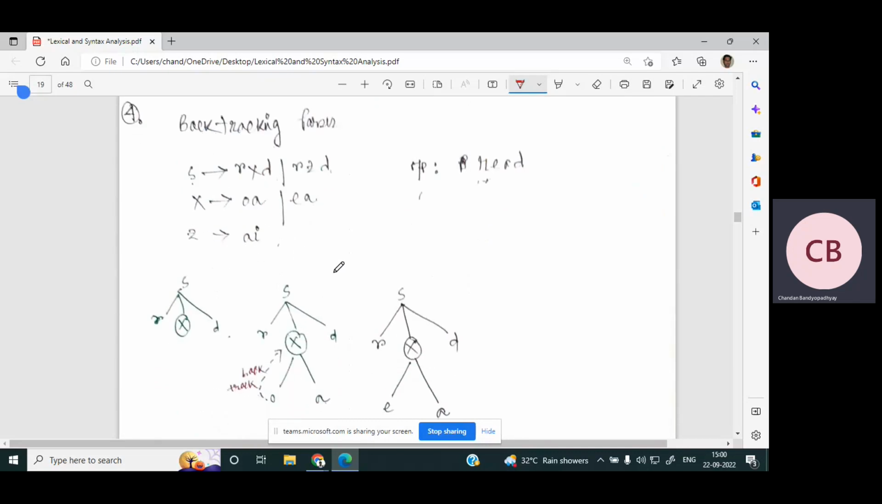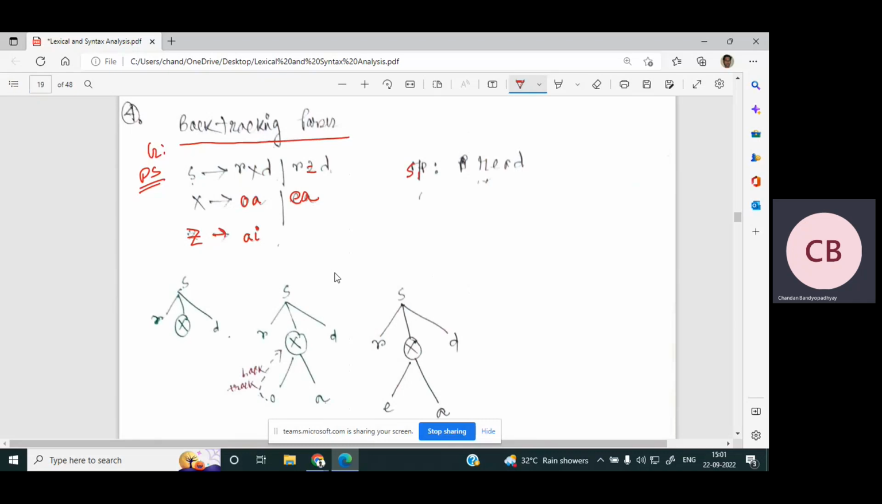Now, first see why we cannot consider the backtracking parser. This is the production rule pertaining to a grammar. S is generating RXD, RZD. X is generating OA, or it is generating EA, and Z is generating AI. So this is the outcome of the production rules for a grammar.